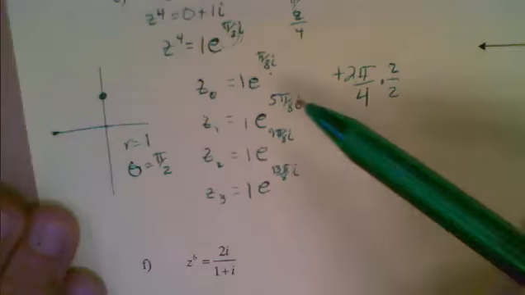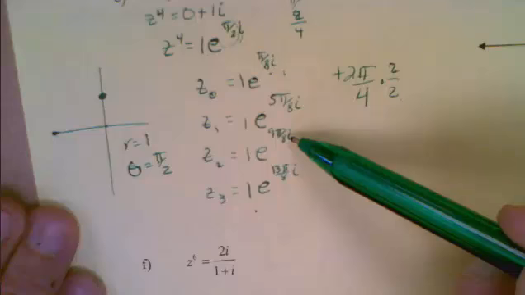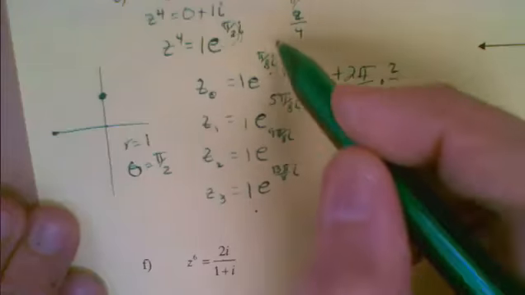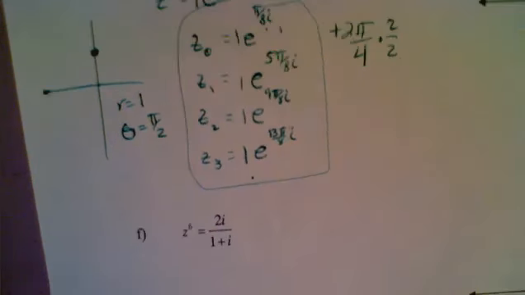And those are my answers. So my radius is 1. My angles are pi over 8, 5 pi over 8, 9 pi over 8, and 13 pi over 8. Okay? All right, and then the last one.